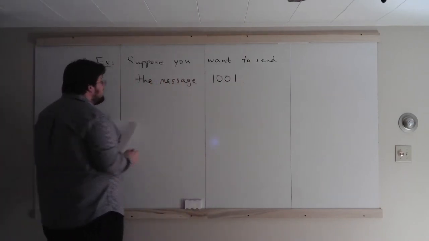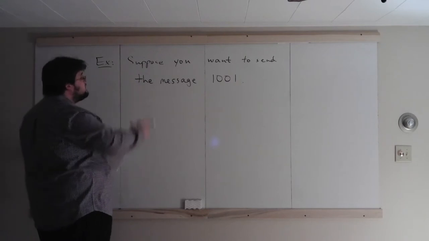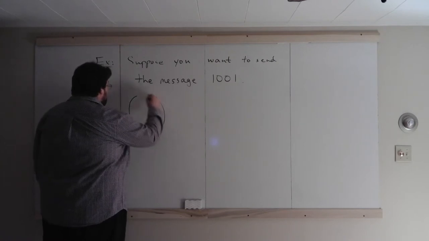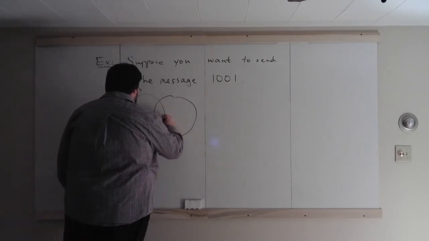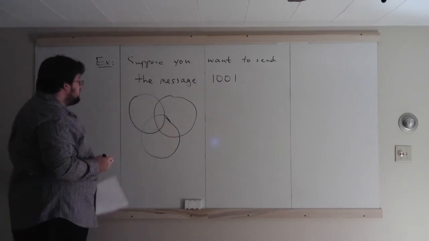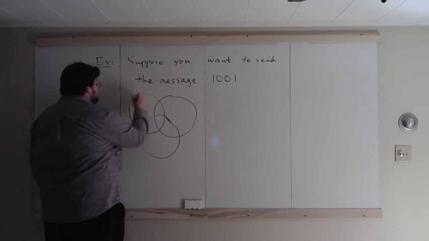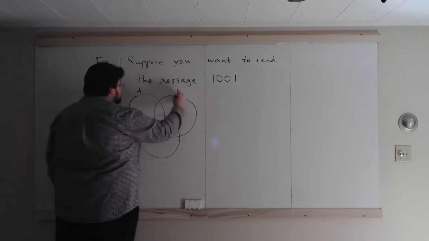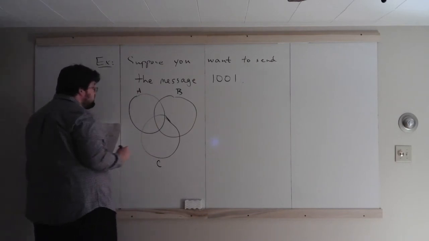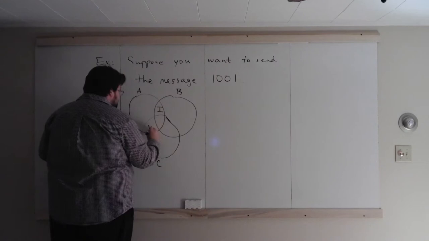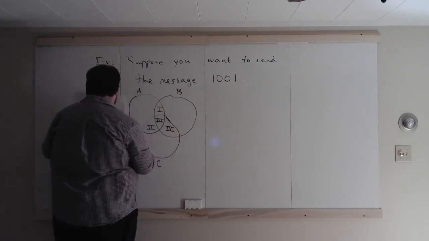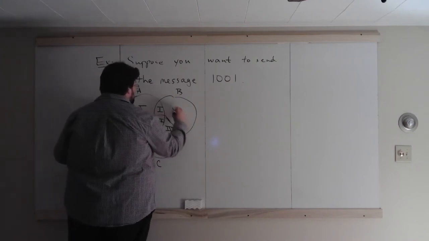And we're going to use a Venn diagram to encode this. So the goal of this example is to encode 1001. We're going to use a Venn diagram with three circles. This will be circle A, so that entire circle's A, circle B, and circle C. And we're going to number these regions: 1, 2, 3, 4, and then 5, 6, 7.